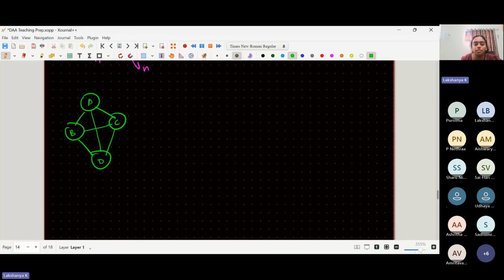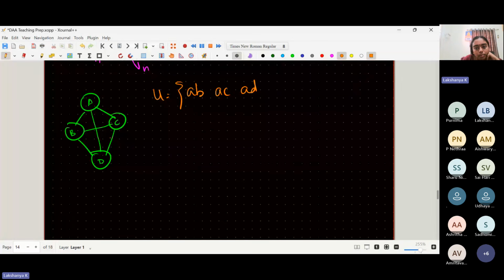Okay, this is the graph. I'm going to give names to these edges so that it becomes easy for us to identify. This is 1, this is 2. These are not weights. It is just a name for the edges. Or I can call them AB, AC also, right? So what's my universe here? It is all the edges: AB, AC, AD, and then we have BC, BD, CD. Have I covered everything?